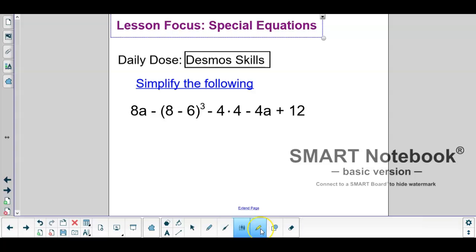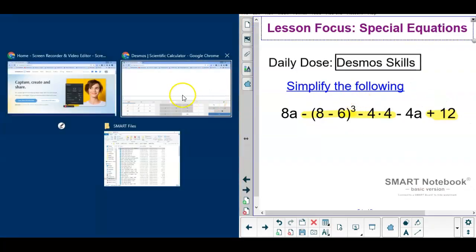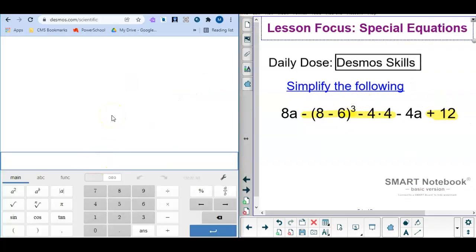Okay, so here we go with this one. So I'm going to highlight all the parts that can go in the calculator all at one time. So anything that I just highlighted here in yellow, we can put that in our Desmos calculator directly, and it'll give us the answer. So again, being careful, I have a negative, parentheses, 8 minus 6, close the parentheses.